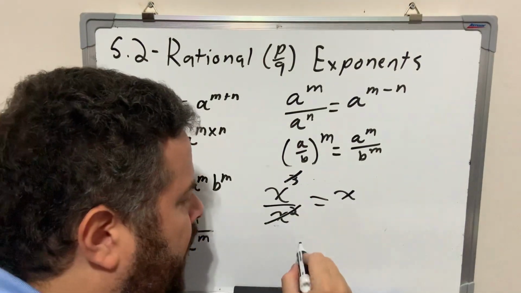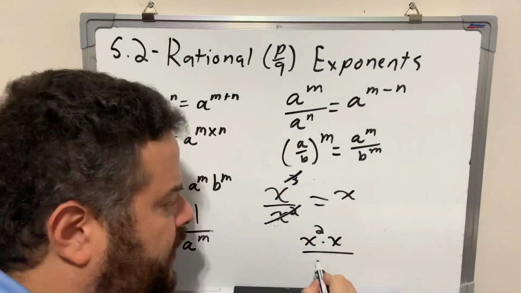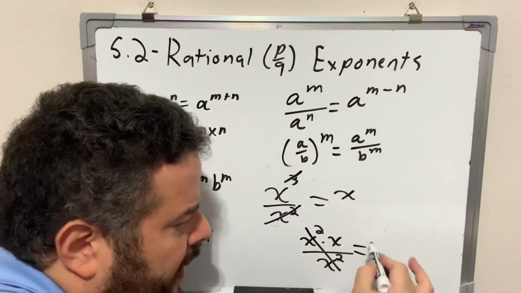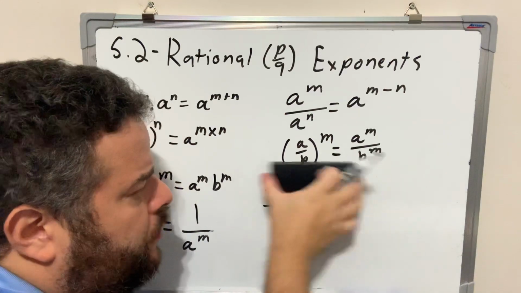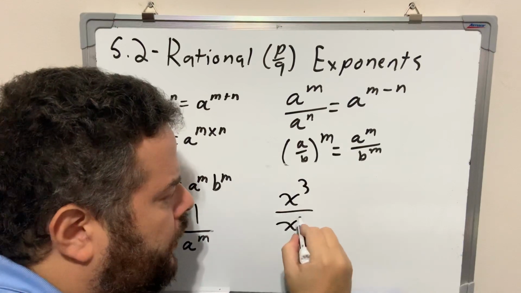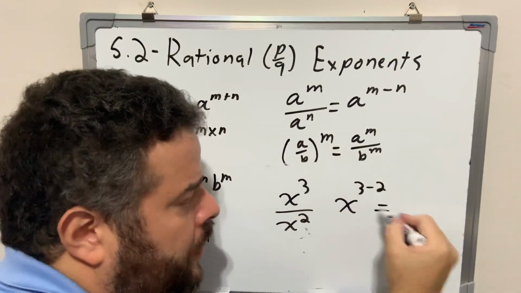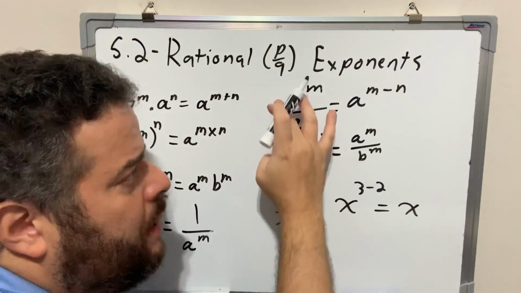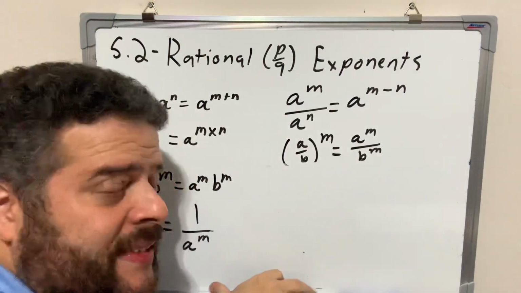Another way to simplify is to break the numerator into x squared times x. In the bottom, you have x squared. You simplify, and again, you're left with your x. This property pretty much does the exact same thing. If I have x cubed over x squared, and I subtract, I'm left with what? Just x to the first power. So when you have the same base, you can subtract. Now let's look at a couple of examples.